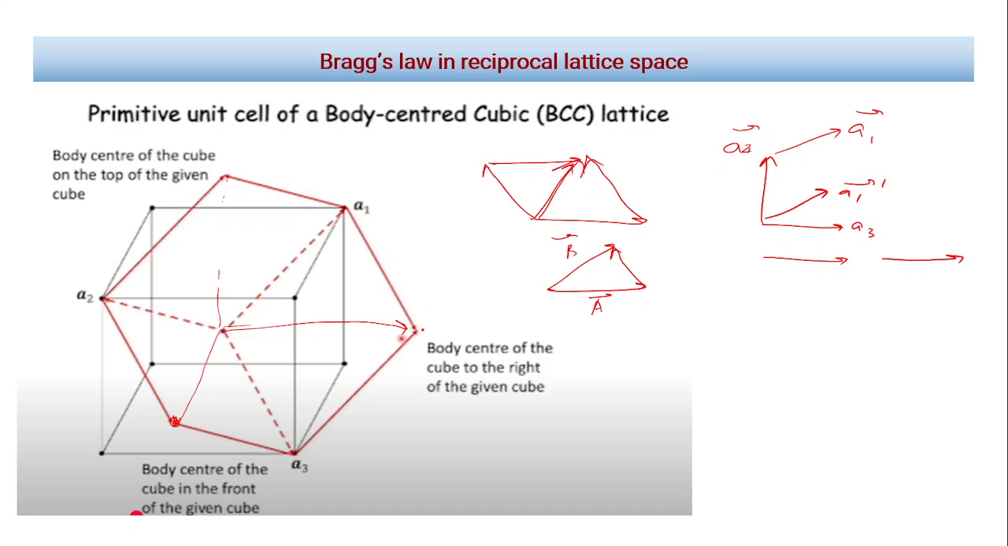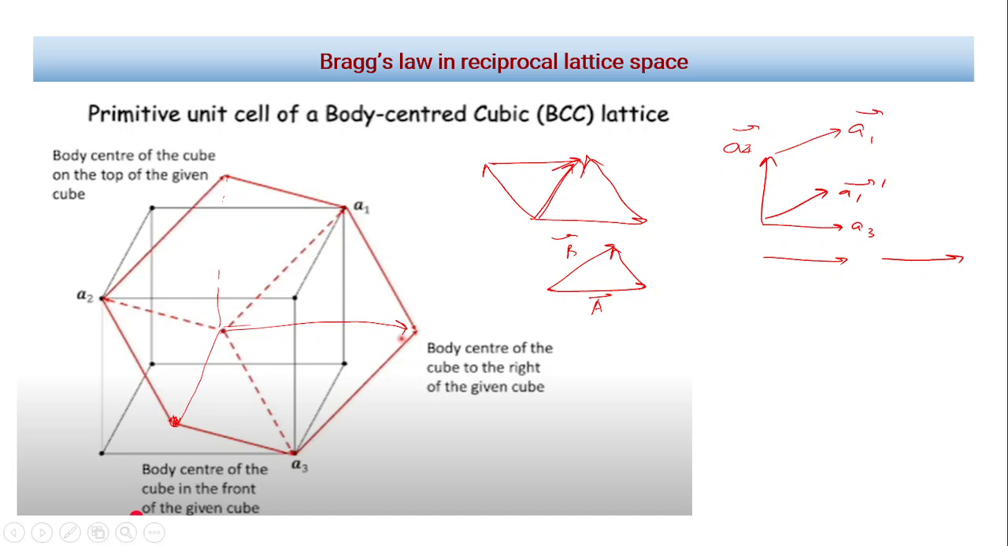This is also the body center of another cube. This is also the body center of another cube. And this one corner of this red cube is also sitting at the body center of this black cube. So they are all connecting the body centers, but if you see, there is no atom sitting anywhere apart from the corners. That means this is a primitive body centered unit cell. So this is how we generated this primitive BCC from conventional BCC.